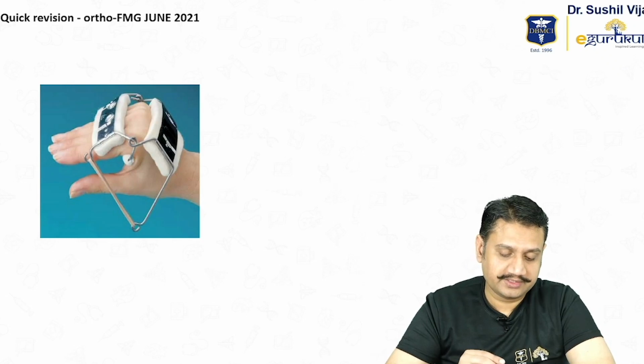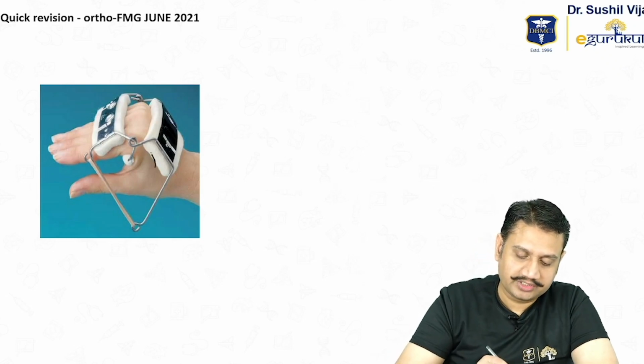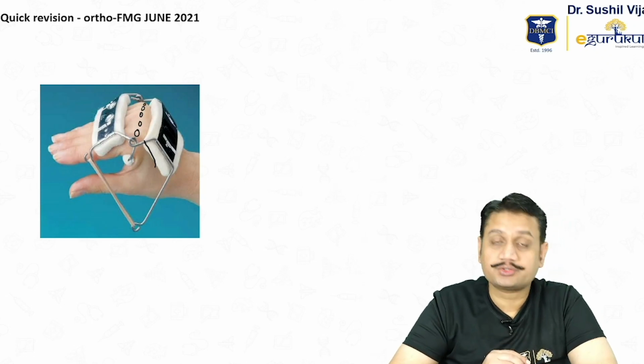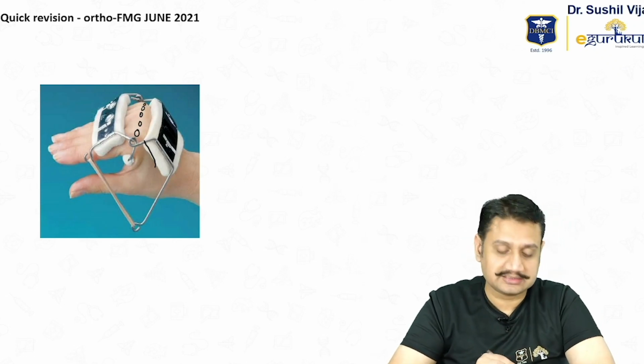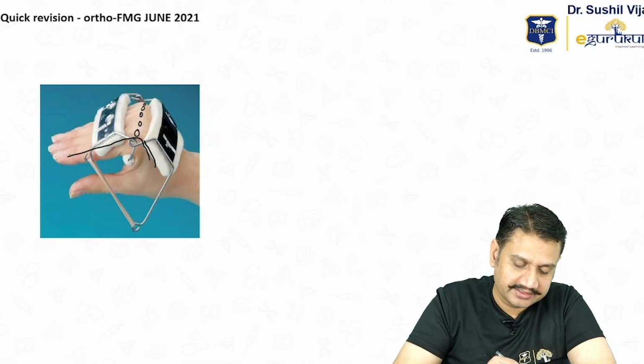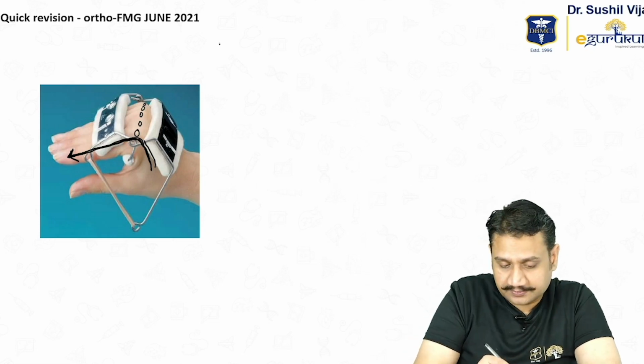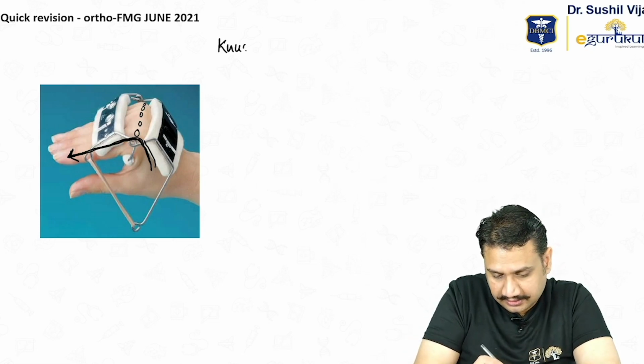Now here, what do you observe? Here you observe a splint which has been applied where the metacarpophalangeal joint areas, right, the knuckles, are bent to make the extension for the fingers. The knuckles are bent to get the extension for the fingers like that. So this is the knuckle bender splint. And why do we use it?